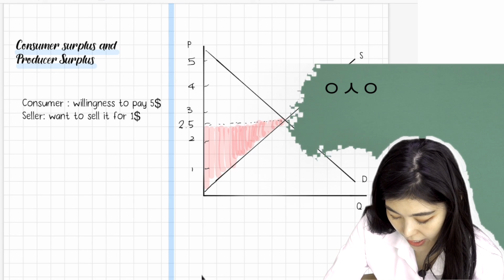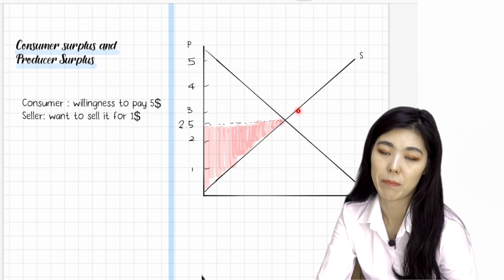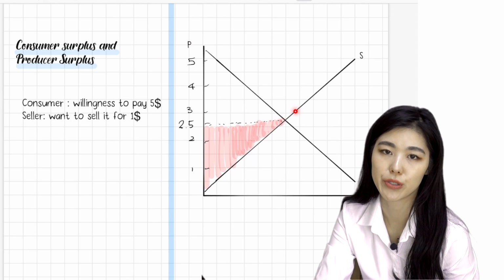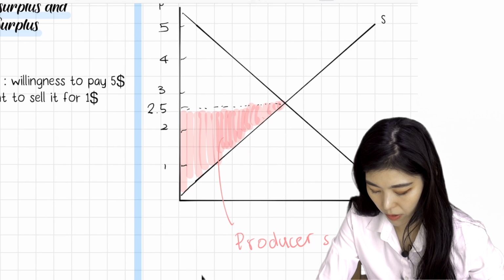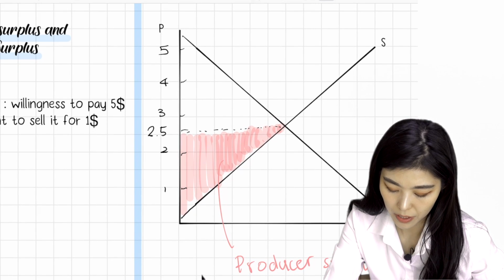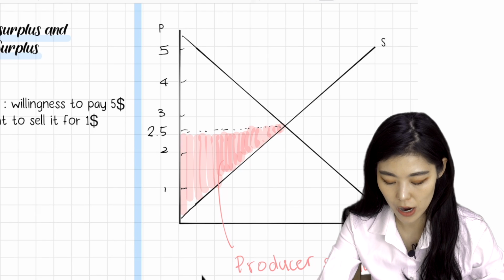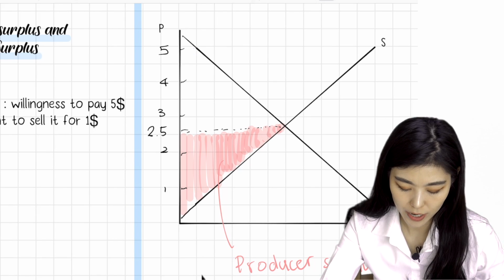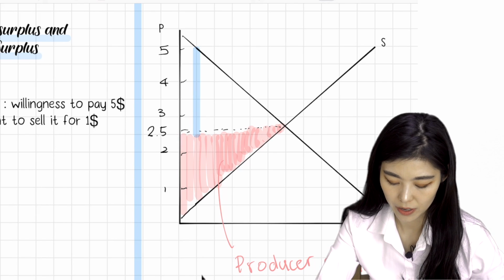And the seller right here, who is willing to sell at like $3, will not be selling, so there is no producer surplus here. So this much is producer surplus. And what about the consumer surplus? You as a consumer were willing to pay $5 for this snack, but you actually got it for just $2.5. Very happy up to here.